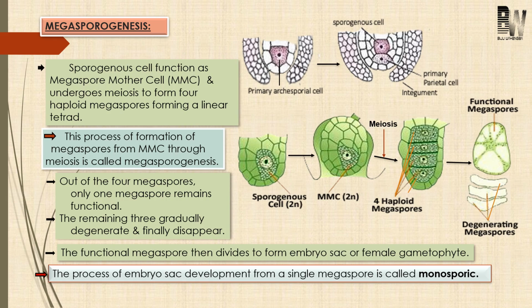And this functional megaspore will later develop into the embryo sac or female gametophyte, where the female gamete egg is present. So this embryo sac will develop from a single megaspore. The process of development of embryo sac from a single megaspore is known as monosporic.